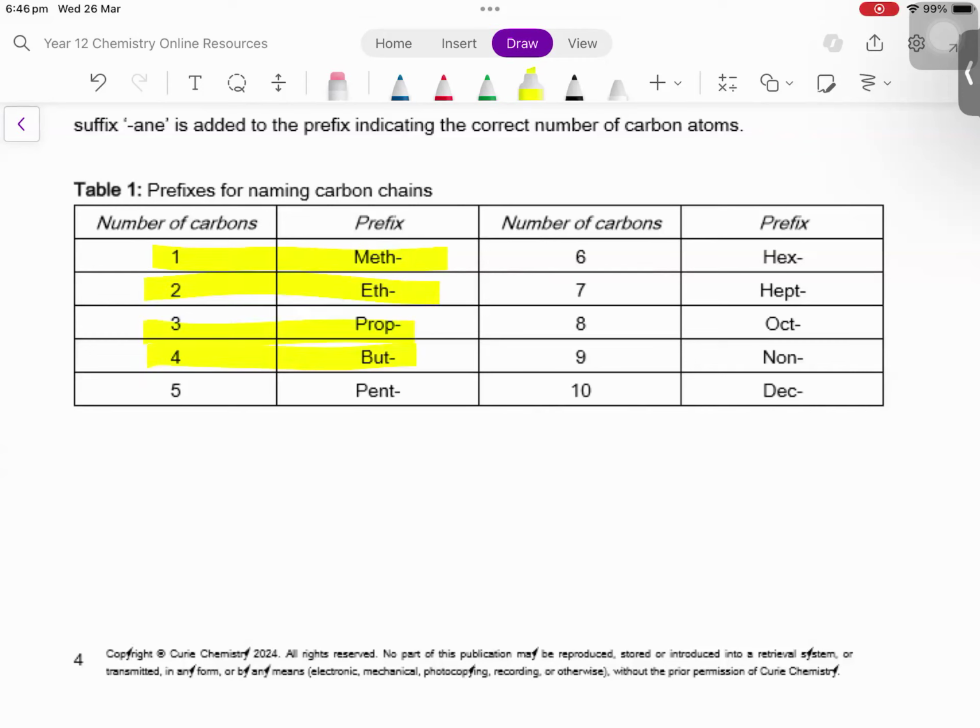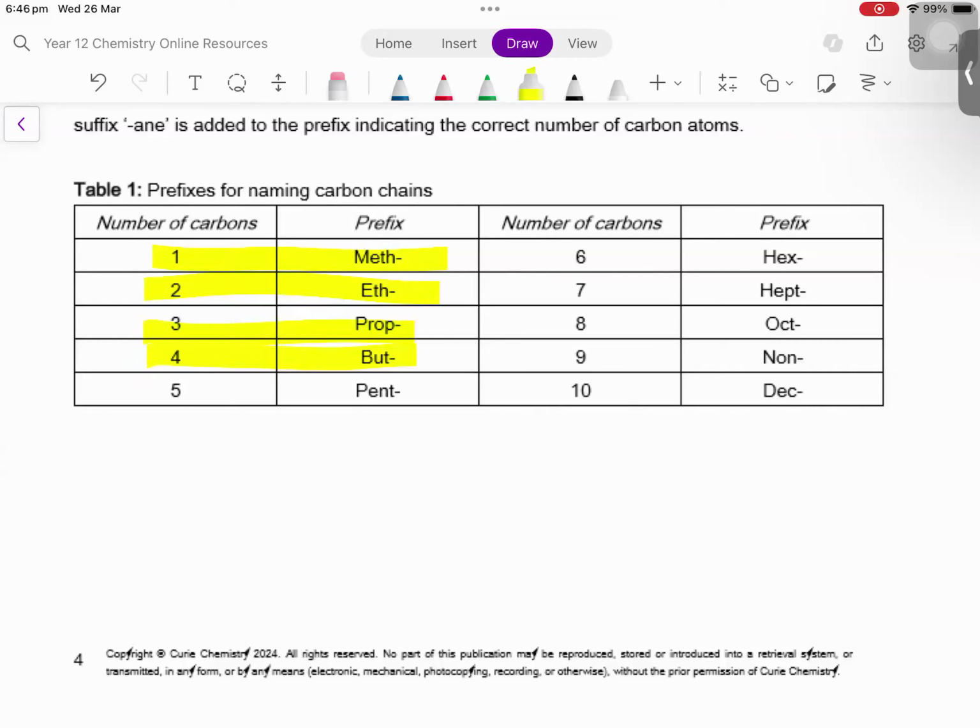5 up until 8. Don't worry about 9 and 10. 9 and 10 aren't specified in the syllabus. The syllabus tells you to go up to 8. Numbers 5 up until 8, you don't have to worry so much about remembering because it's the way your 2D shapes are named in maths. So 5 pent for pentagon, 6 hex for hexagon, 7 hept for heptagon, and 8 oct for octagon. So the only ones you really have to worry about remembering are the first 4. 1 meth, 2 eth, 3 prop, 4 but.